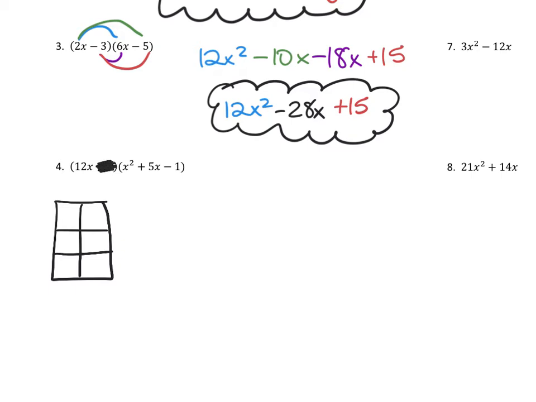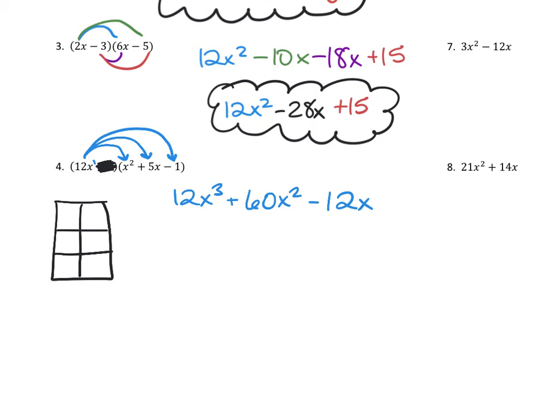Now I'm only going to use 2 different colors for this instead of a bunch of colors, so hang on with me. If we start distributing this 12x, 12x times x squared, that's 12x cubed, because remember, x to the first power times x squared is 1 plus 2, or x to the third. We're then going to distribute again. 12x times 5x, that's 60x squared. 12 times 5 is 60, x times x is x squared. And we're going to distribute it one more time as if this was a plain distribution problem. 12x times negative 1 is negative 12x.